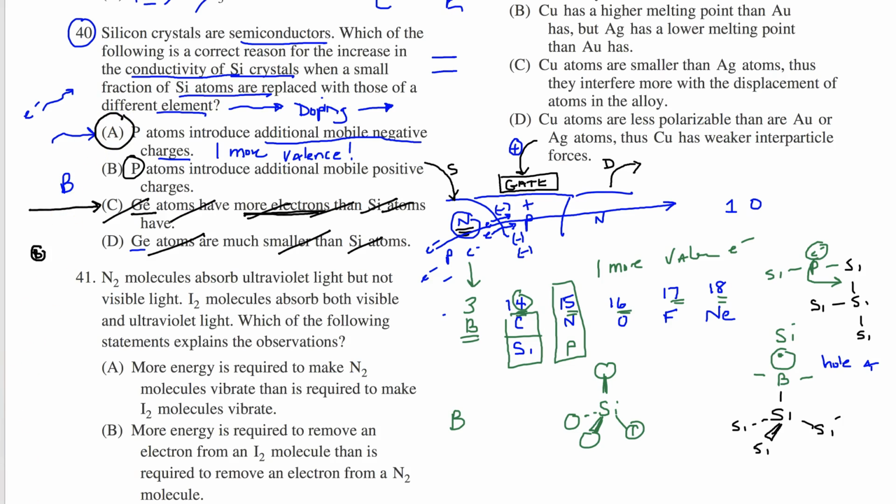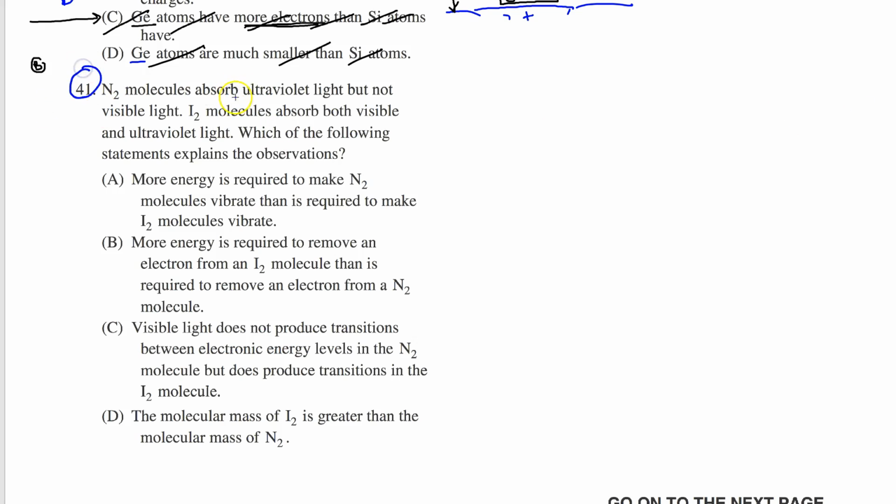On to 41. Okay, number 41, N2 molecules absorb, are able to take in wavelengths of ultraviolet light, but not visible light. Iodine molecules absorb both visible and ultraviolet light. Which of the following explains the observations?